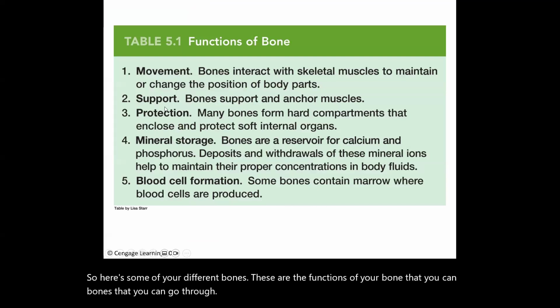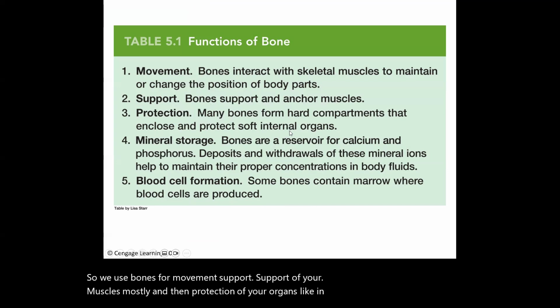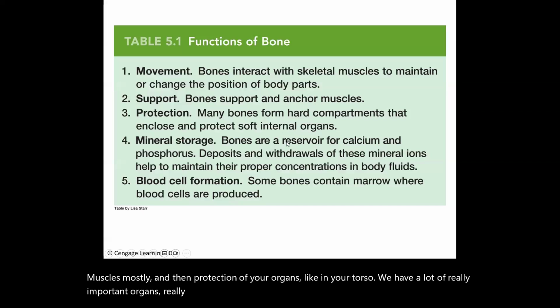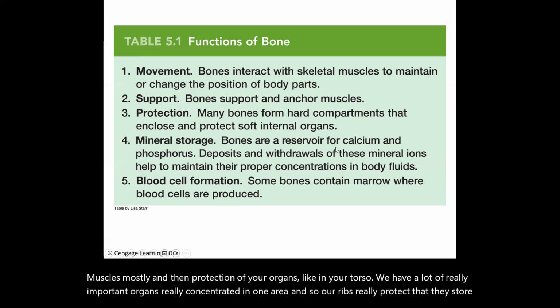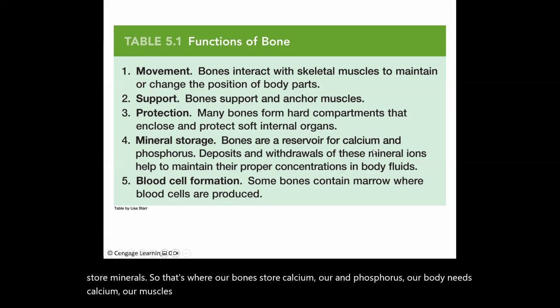So we use bones for movement, support of your muscles mostly, and then protection of your organs, like in your torso. We have a lot of really important organs really concentrated in one area, and so our ribs really protect that. They store minerals, so that's where our bones store calcium and phosphorus. Our body needs calcium. Our muscles need calcium to contract. So this is where we put leftover calcium.